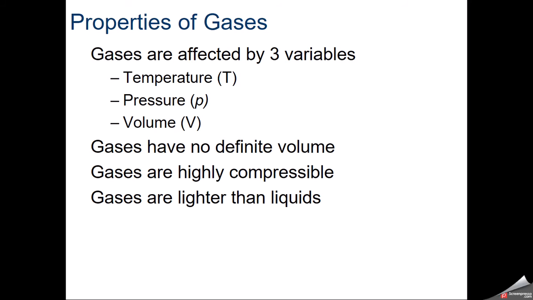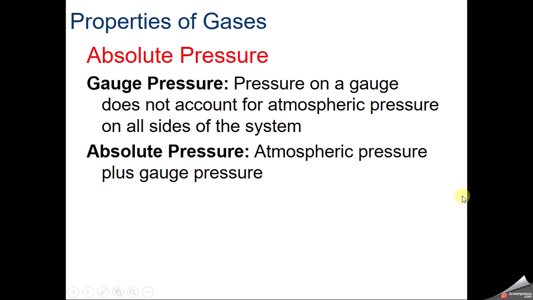So gases have three different variables: temperature, pressure, and volume. Gas doesn't have a defined volume. You can compress them, and they are lighter than liquids. So absolute pressure, when you're reading through the questions, is used to complete our calculations. Atmospheric pressure is known as barometric pressure. This is the weight of the air molecules. An application of air pressure is when your ears pop going up high buildings, driving up a mountain, or on a roller coaster. The pressure is balancing out the inside and outside of the ear.